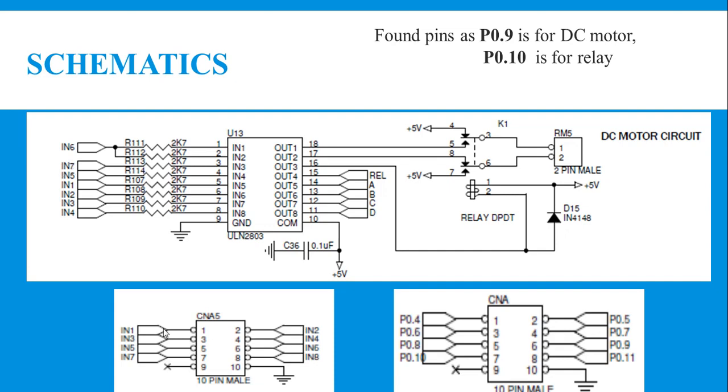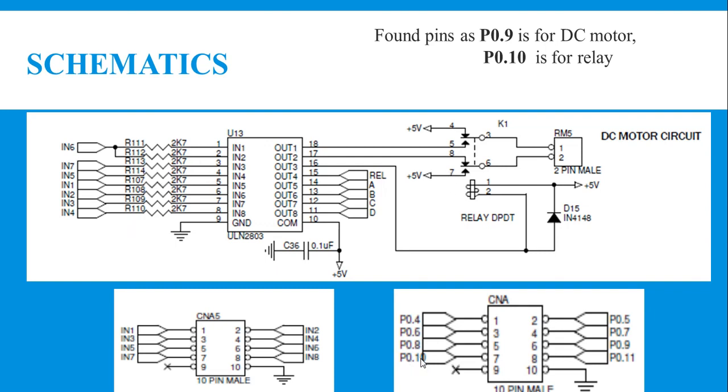The input 7 terminal of the connector corresponds to the 7th pin of connector A5. The 7th pin of connector A5 is in turn connected to the 10th pin of port 0. Therefore the 10th pin of port 0 is used to control the relay. That means the relay will be switched on or off based on the value that your microcontroller sends through the 10th pin of port 0.